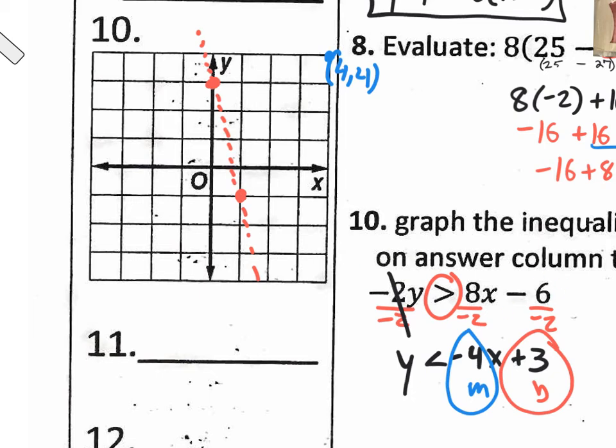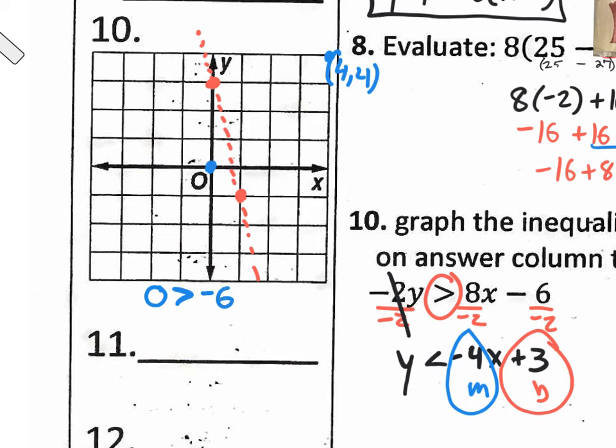Now, the easier one to pick would be the coordinate (0, 0), because it's really easy to do math with 0, 0. Check it out. If I plug in a 0 for y, it's going to say negative 2 times 0, which is still 0. So I will have 0 is greater than, and when I plug in a 0 for x over here, 8 times 0 is 0, minus 6, that'll be a negative 6. So 0 is greater than negative 6.